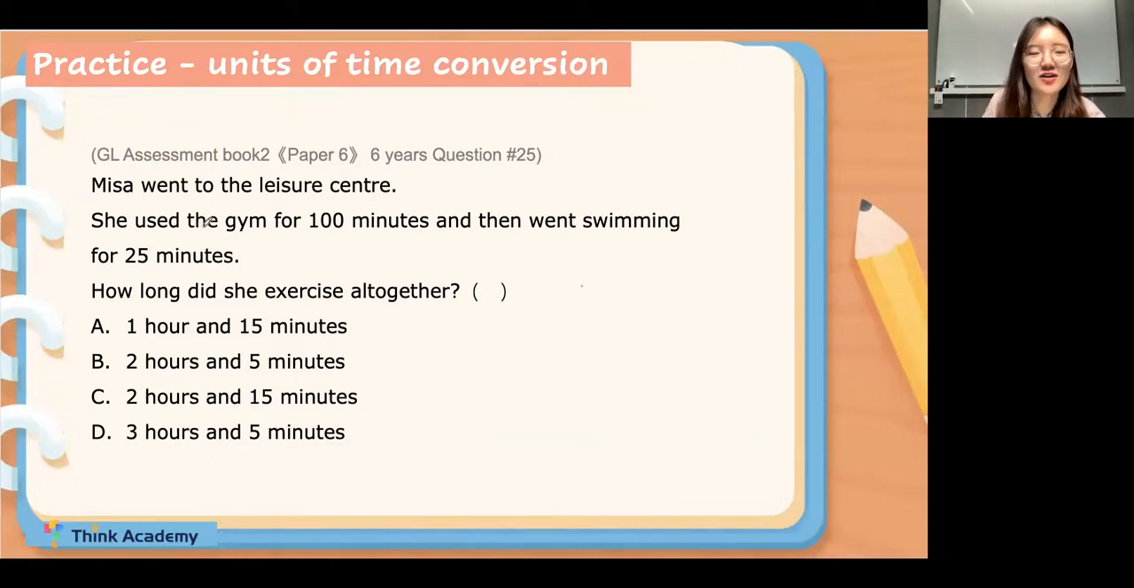So for Misa, she uses the gym for 100 minutes, and then went swimming for another 25 minutes. So how long did she exercise altogether? So for the time in minutes, we have 100 plus 25. There will be 125 minutes, right? Okay, so for now, we need to convert this time to time in hours. So let's check. How many hours in 125 minutes?